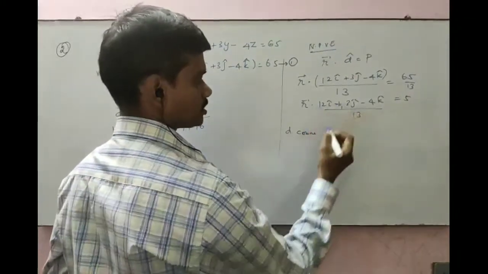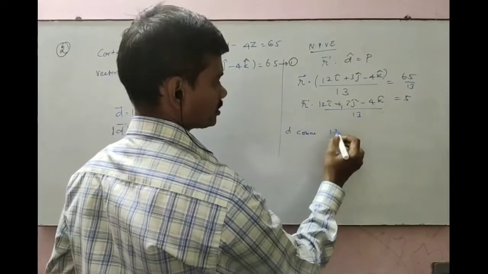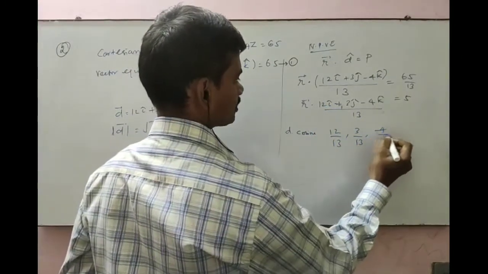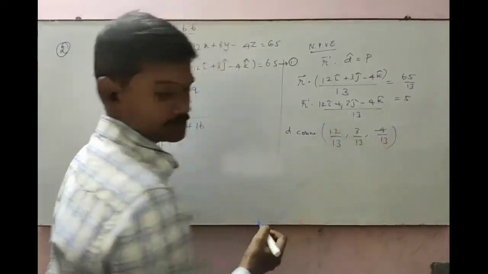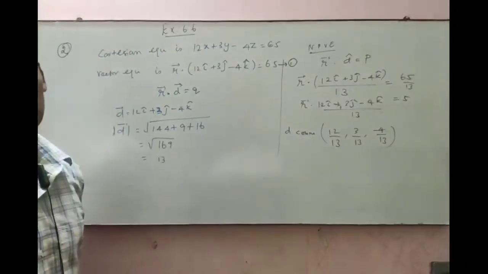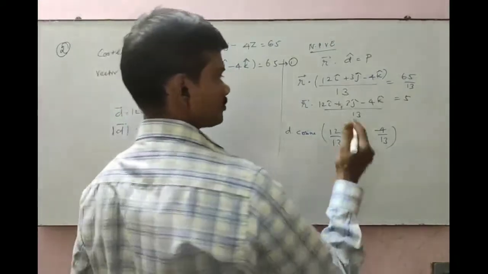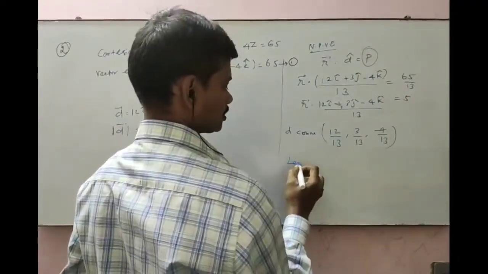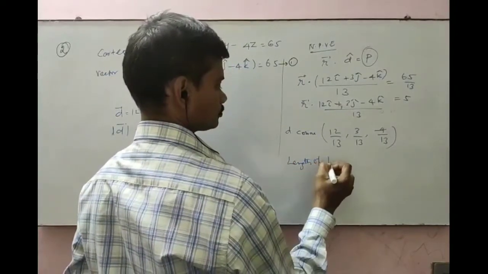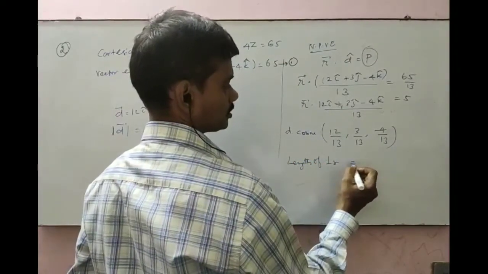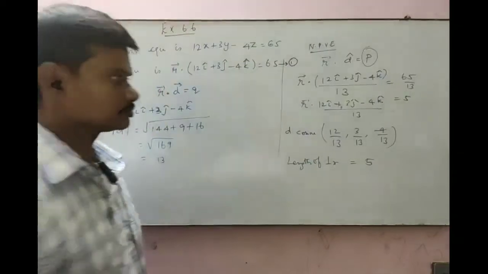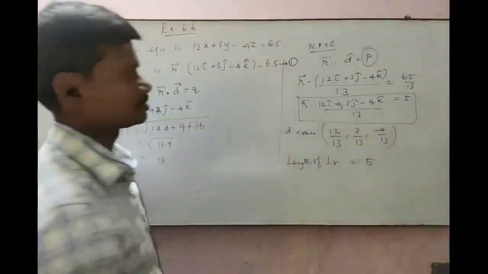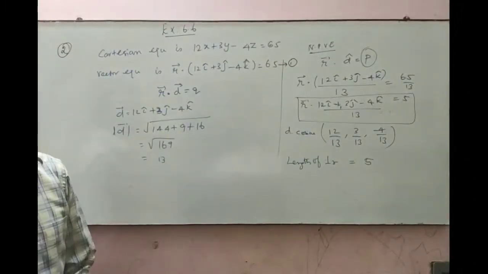Okay, from this equation you can write the direction cosine. So what is the direction cosine of this vector? It is 12 by 13 comma 3 by 13 comma minus 4 by 13. Then one more answer they ask: find the length of the perpendicular of the plane from the origin, that is p. They have asked for p. So the length of the perpendicular equal to 5. So the parametric vector equation is this. So these are the three answers.